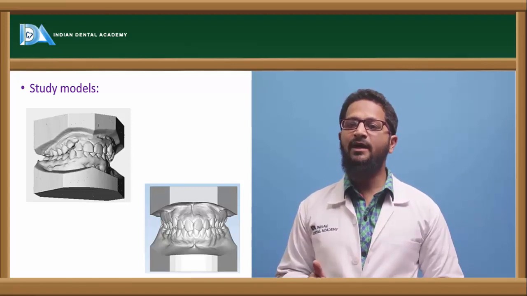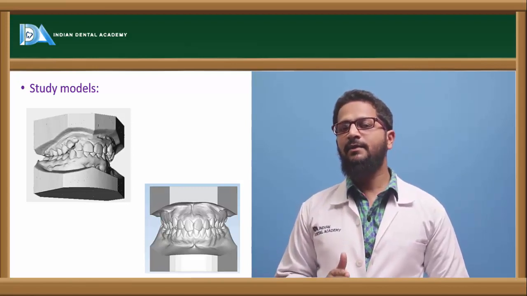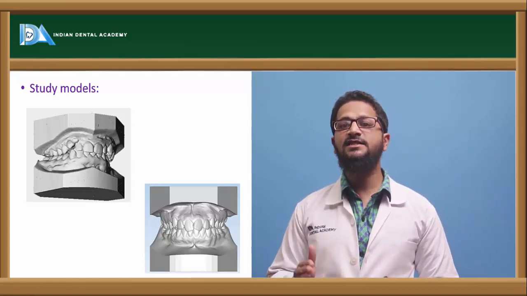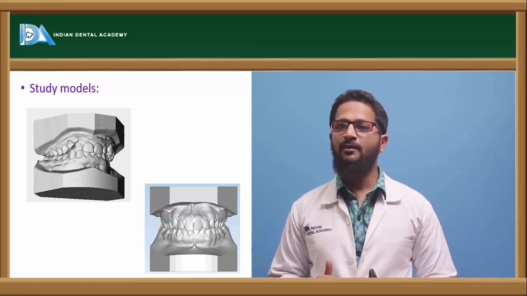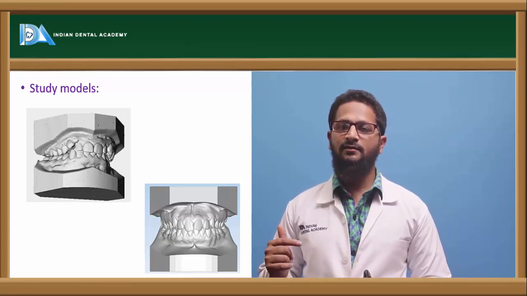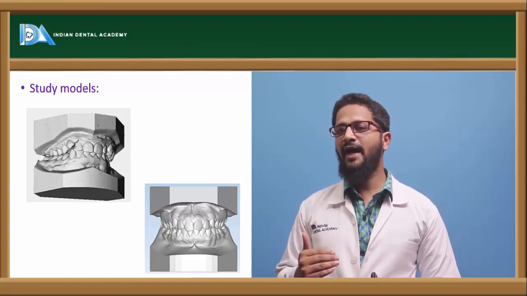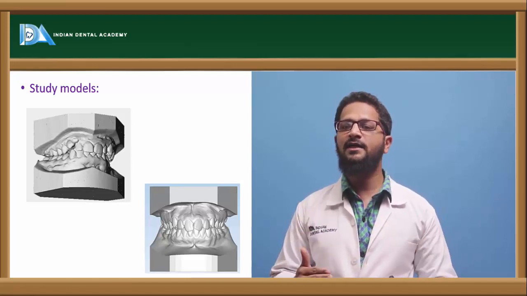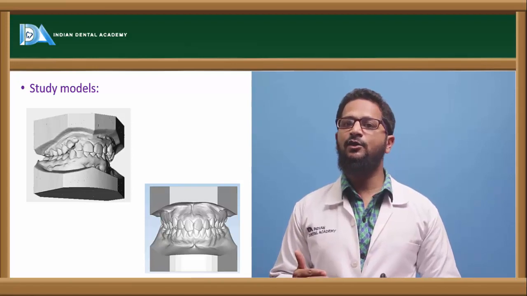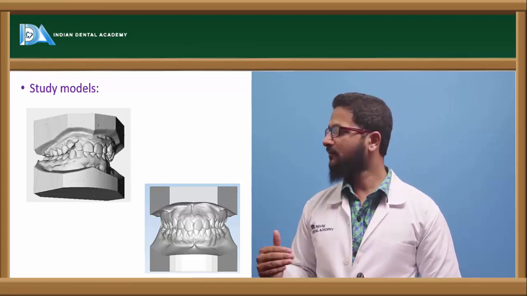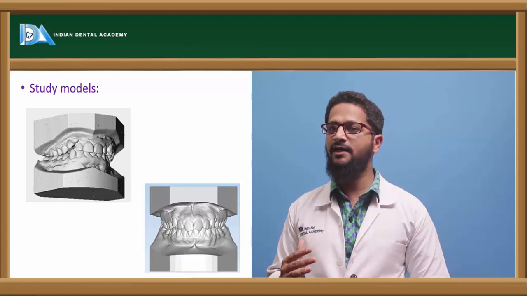Next, coming to the buccal cuts of the maxillary cast. The buccal cuts of the maxillary cast are at 65 degrees with that of the back of the maxillary cast. This was about the buccal cuts. Next, coming to the anterior cuts. The anterior cuts of the maxillary cast are at 30 degrees with that of the back of the maxillary cast base.